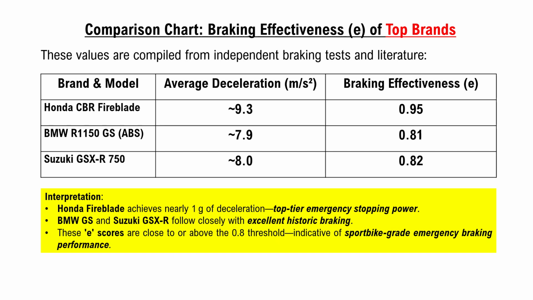Here is the comparison chart showing the braking effectiveness value E of some top brands. Number 1. Honda CBR Fireblade. Its braking effectiveness value is 0.95.